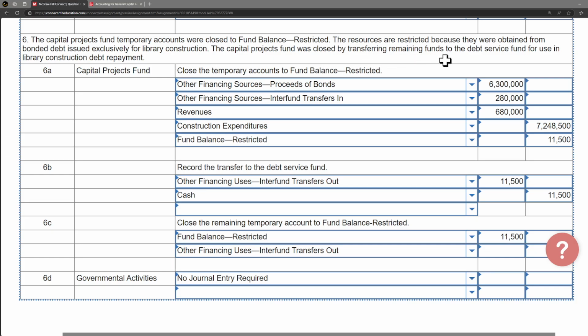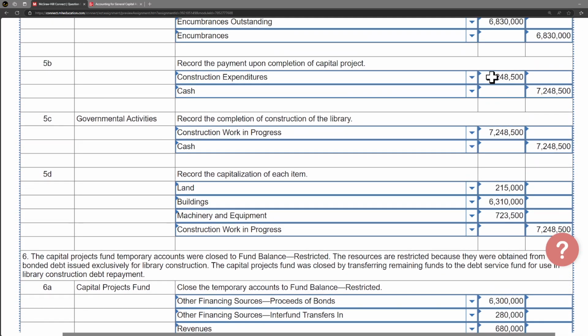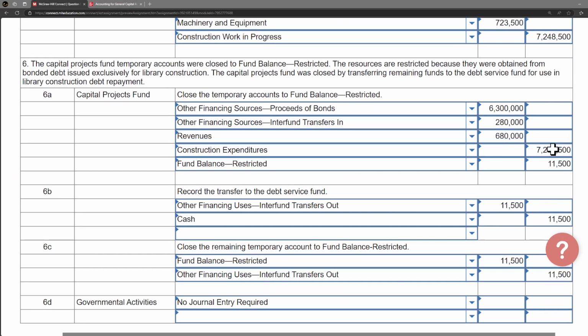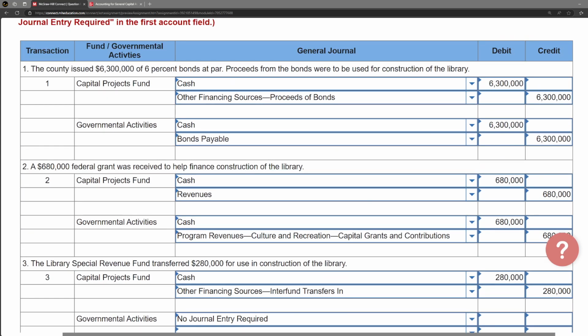Here it says transfer the remaining funds to the debt service fund for use in the debt repayment, which is also a possibility. So the capital projects fund, we're going to take the construction expenditures that we have listed here, right? Construction expenditures are right there. We're going to back those out, and we're going to place them as the proceeds from the bonds, which is all the way up here, 6.3.